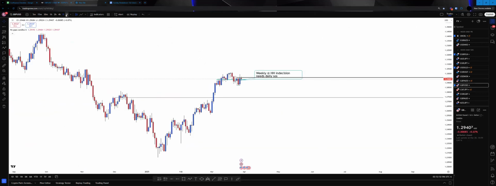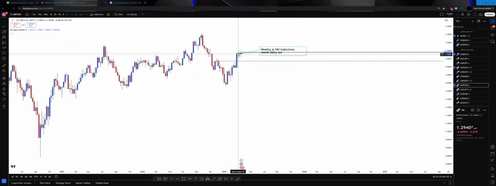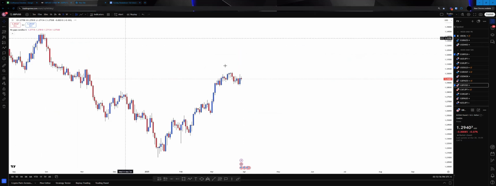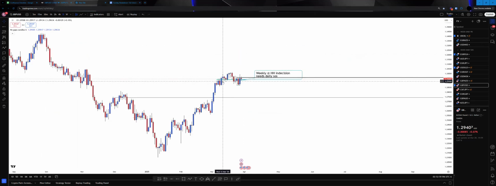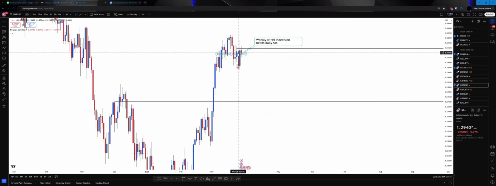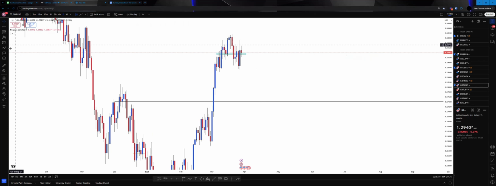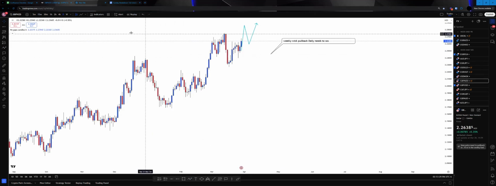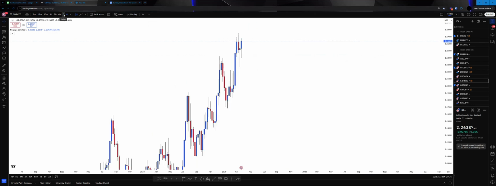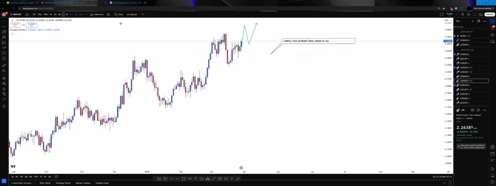GU weekly is bullish with an indecision, so we need a counter trend. The daily is currently bullish at this point. So if we are looking for this, we need the daily to shift. GBP NZD, higher high. Daily needs to shift.